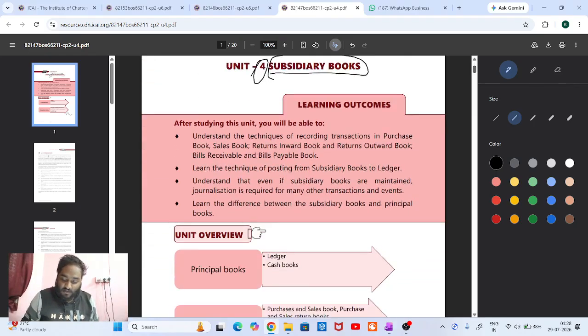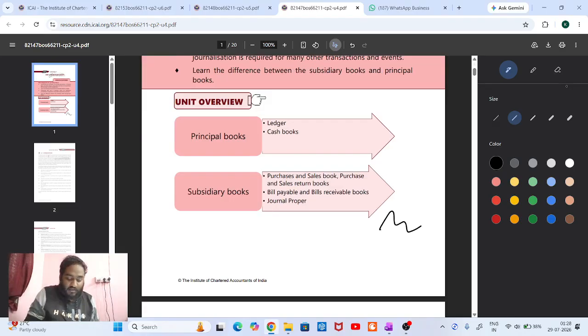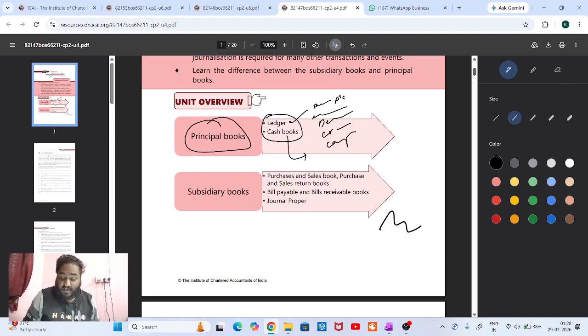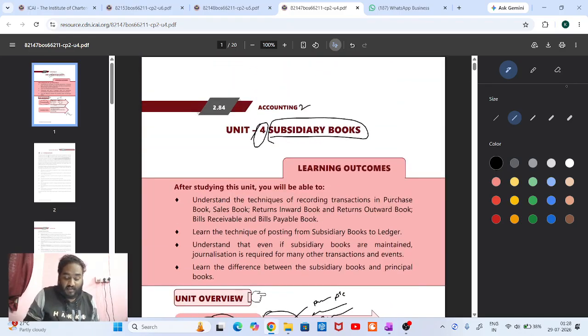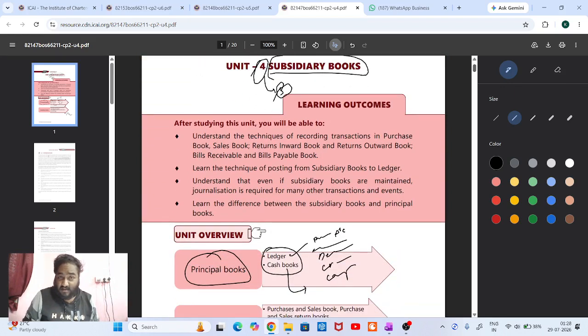Subsidiary books. What do you mean by subsidiary book? Check this. There are two principal books. Ledgers, like purchase account, sales account, debtors account, creditors account, etc., capital account, and then cash books, which we are going to study in the next chapter, unit 5. It is only about cash book that we are going to cover in that video itself.